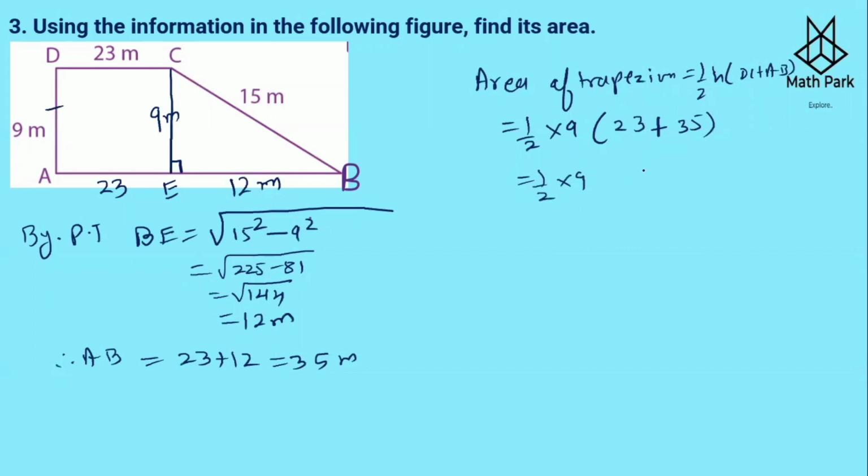3 plus 5, 8. 2 plus 3 is 5. So it is 58. 58 divided by 2, 2 twos are 4, 2 nines are 18, 29. And 29 times 9, you get 9 nines are 81, 9 twos are 18 plus 8, you get 26. So this is how the area of the trapezium is 261 meter square.